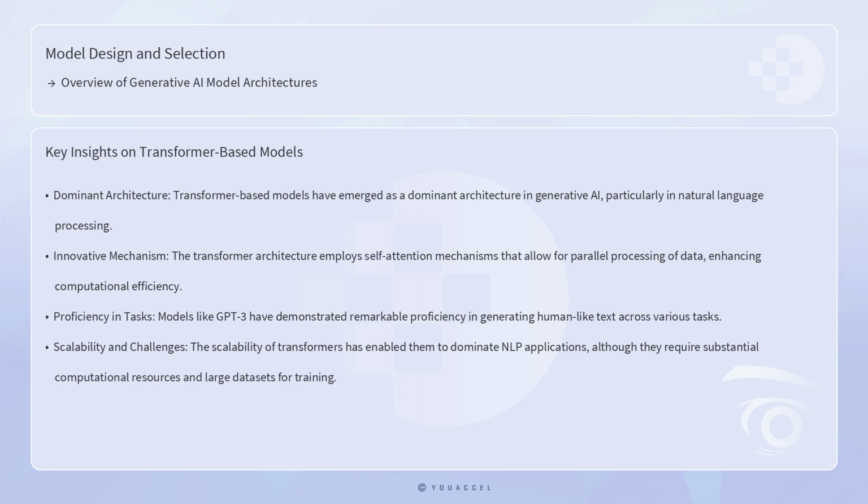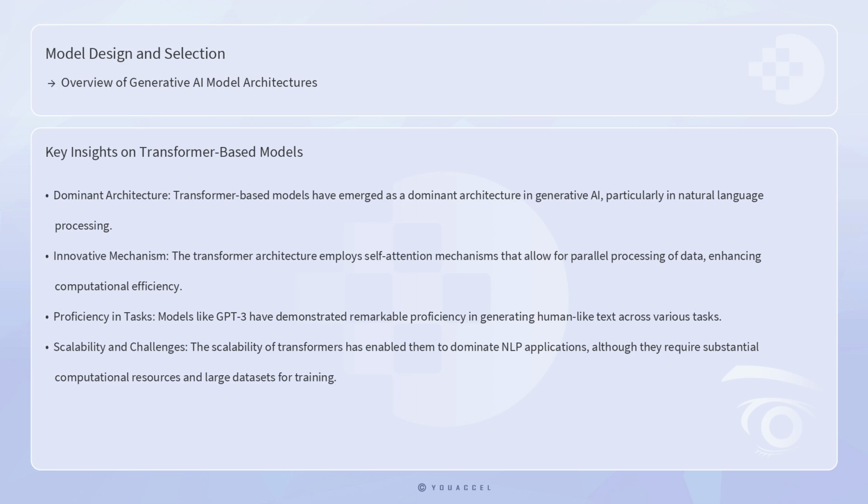Transformer-based models have recently emerged as a dominant architecture in generative AI, particularly in natural language processing. First introduced by Vaswani et al. in 2017, the transformer architecture eschews the recurrent nature of previous models like RNNs, instead employing self-attention mechanisms that allow for parallel processing of data. This innovation not only enhances computational efficiency, but also improves the model's ability to capture long-range dependencies in data.